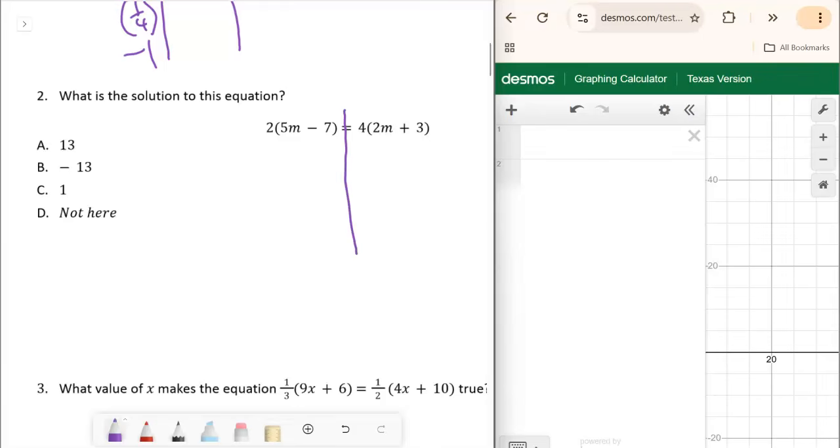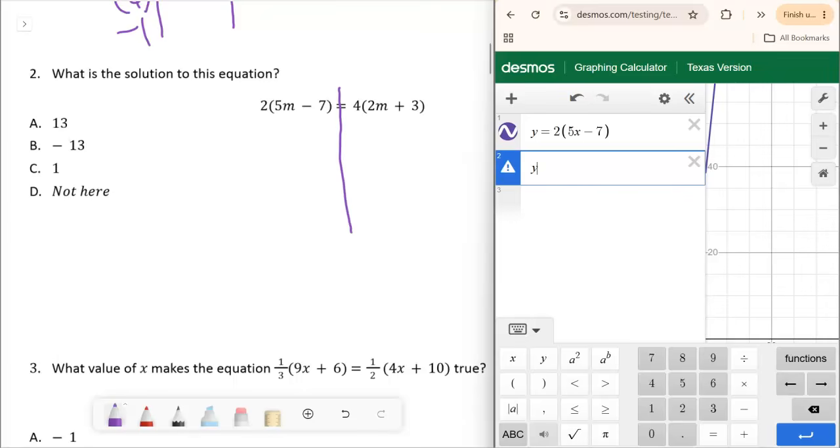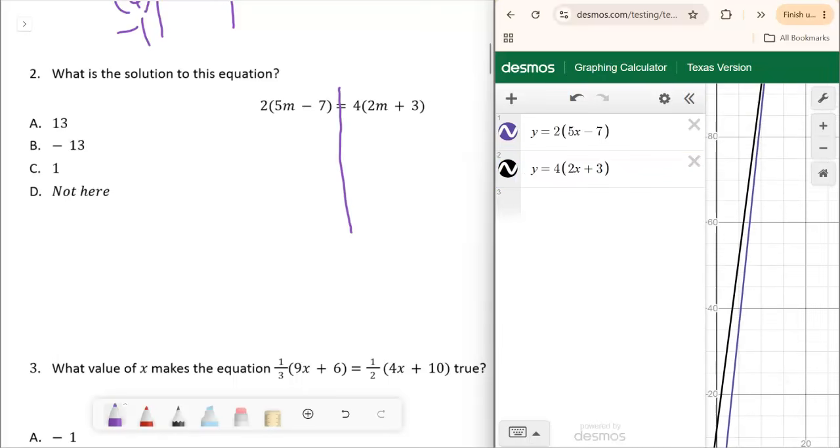Problem number 2, same thing. You can put those two in y equals. So in y equals, I would type y equals 2 parentheses 5x. Don't forget we have to change the m's to x's. 5x minus 7, close parentheses. And then on the other side, y equals 4 parentheses 2x plus 3. Close parentheses. And then just see where they cross.